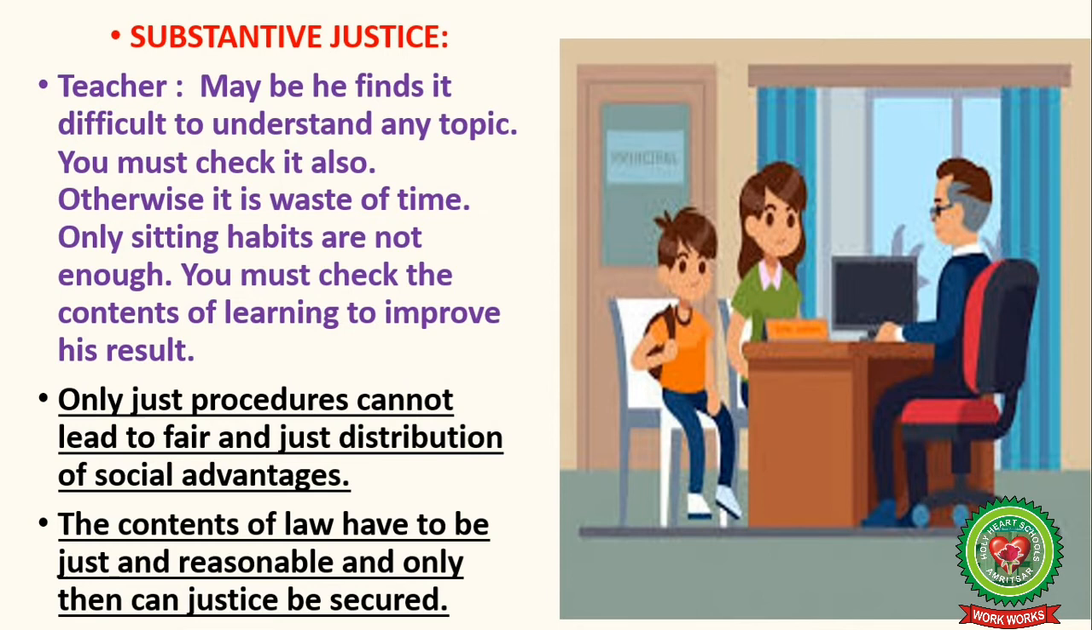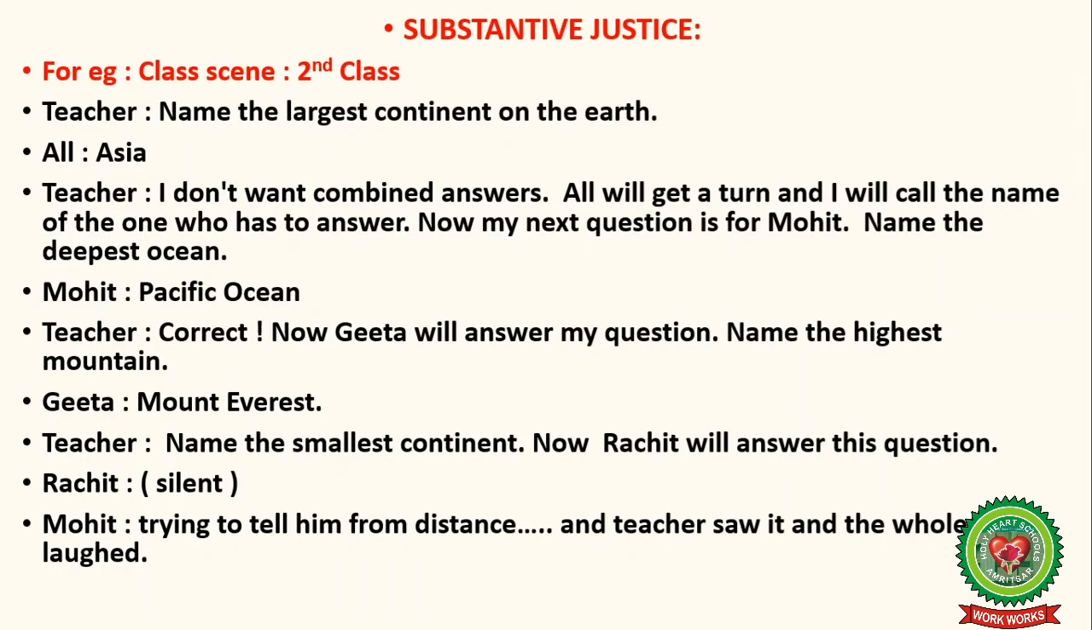Only the sitting habit, no doubt, is a good change. The child who was earlier not sitting started sitting. The second change is also good, that he was not using mobile, but the content was not checked by the parents. That is equally important, because maybe the child was finding a problem in some topic, or was slow in learning, or was not understanding the topic, because there was no change in the result. So procedures alone cannot lead to fair and just distribution of social advantages. The contents of law have to be just and reasonable, and only then can justice be secured.